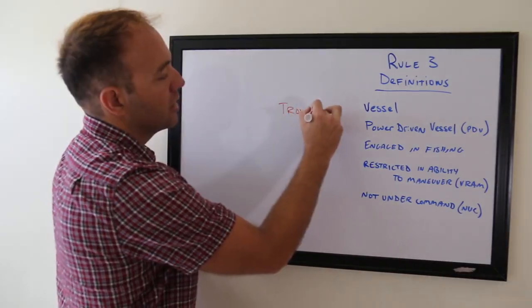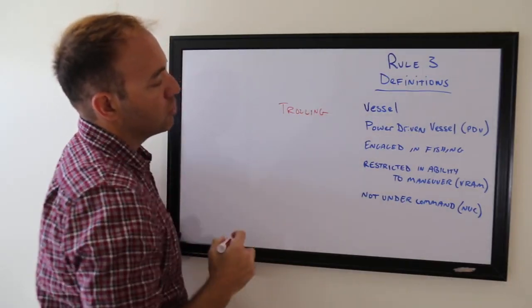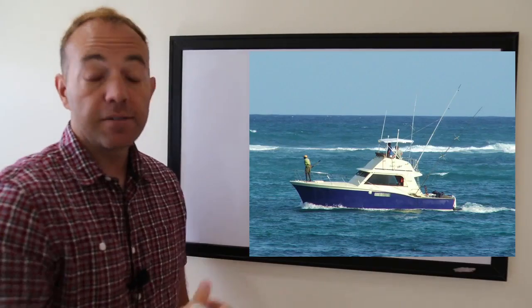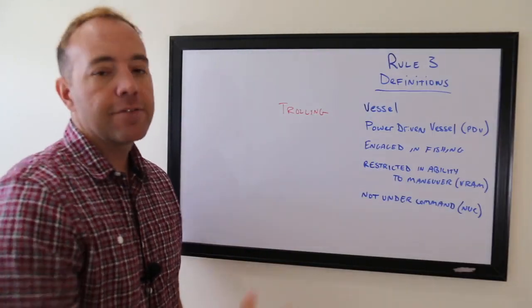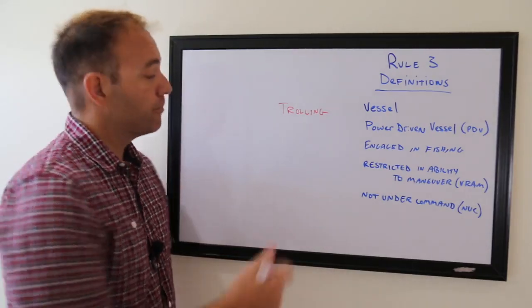So the first word is trolling. Trolling, right, this is just your typical sport fishing boat that's got a line out the back, even a couple lines out the back, even 5 or 6 lines out the back. It doesn't severely restrict its maneuverability, though.